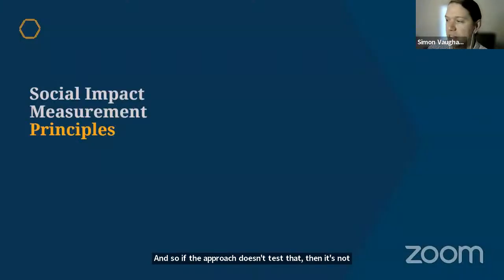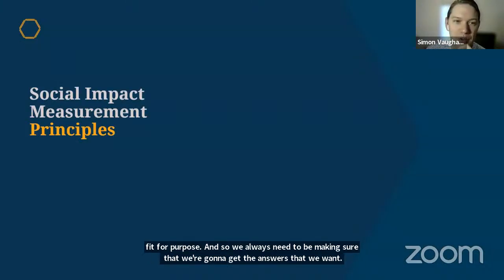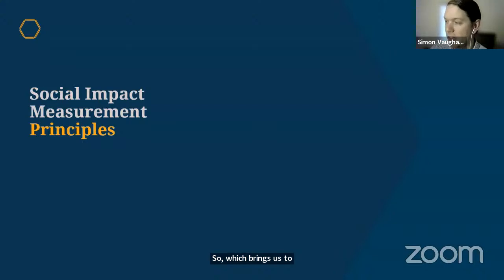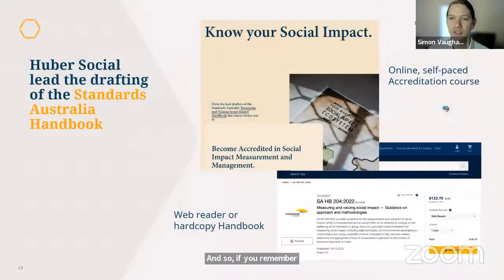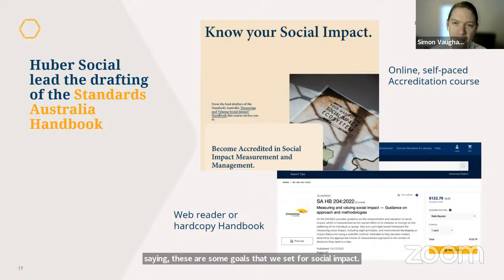Which brings us to the social impact measurement principles. This is where we're going to reflect on what a good approach to social impact measurement looks like and what it involves. If you remember that slide I showed before about the different levels of prescription, we're very much operating at that higher level here, saying these are some goals that we set for social impact measurement. As I was saying before, we led the drafting of the Standards Australia Handbook.